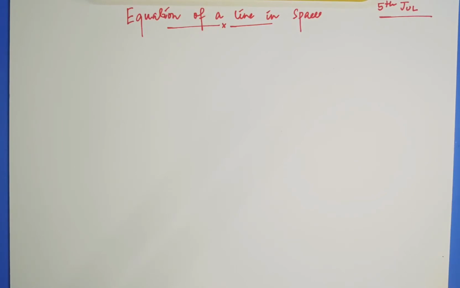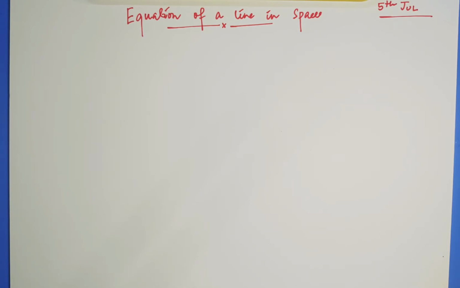So today we are going to start our topic, equation of a line in space. Now we already learned how to find the equation of a line in two dimensions, right? We learned about that in class 11. In there we needed a point and a slope to find the equation of a line, right? Here we'll learn how to find the equation of a line in space, also known as three-dimensional.